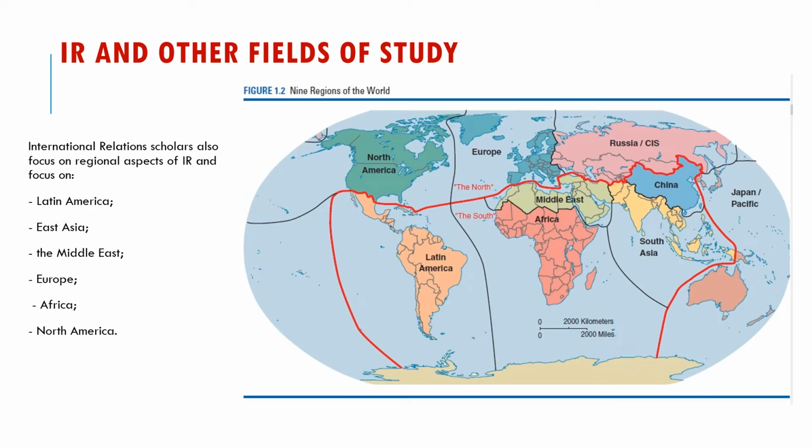The IR perspective also covers the idea of regionalism. So basically, scholars might focus on different regions. For example, some scholars might focus on Latin American studies or North American studies. You might also find scholars that study only the issues in the Middle East or Africa.